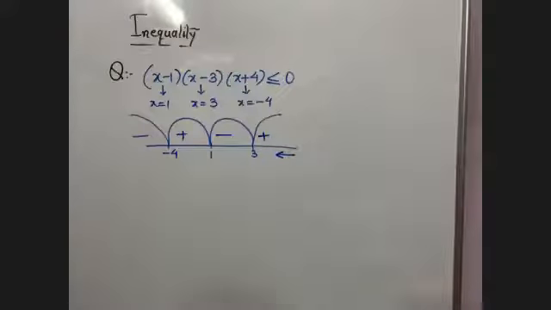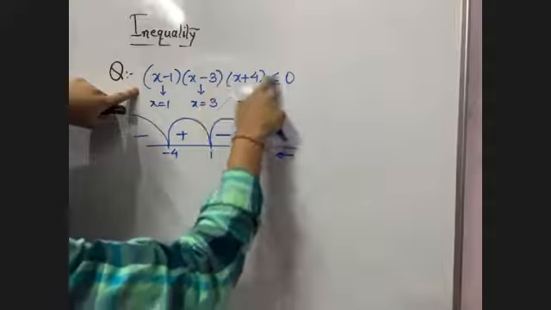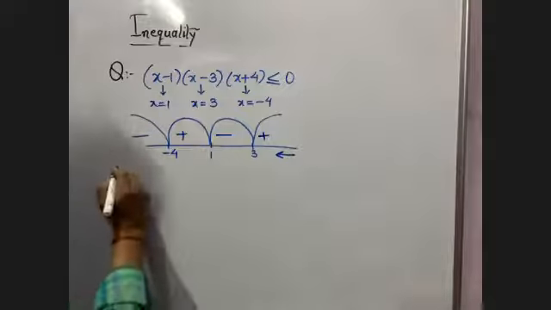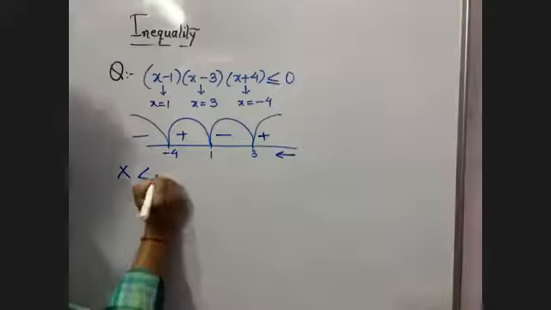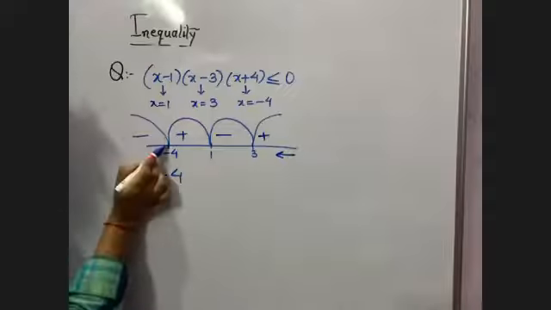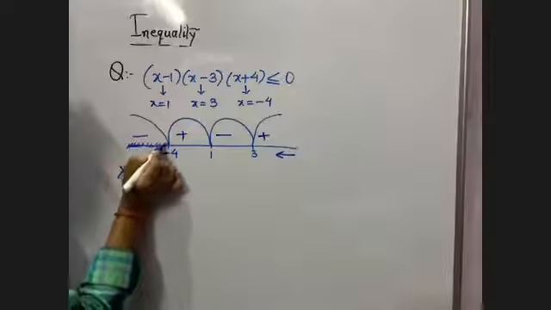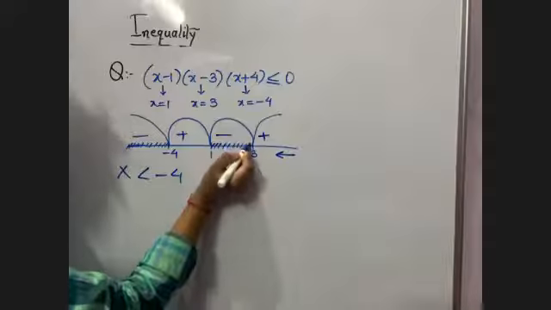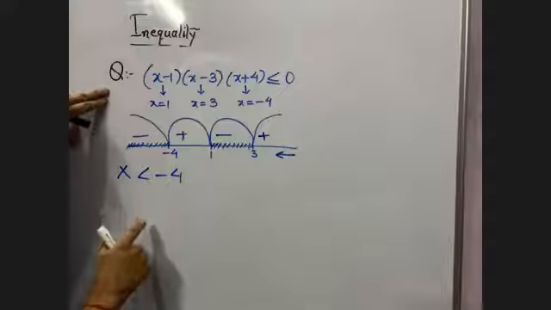Okay, now I'm going to write the answer in this step. How should I write? It is less than 0. We want less than 0, which means negative. Negative is here, negative is here. So my answer will be x is less than minus 4. What interval do we get? We are getting this interval, beta, and also we are getting this interval because it is also negative.